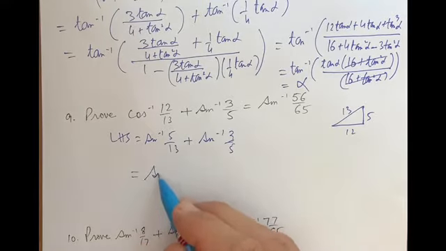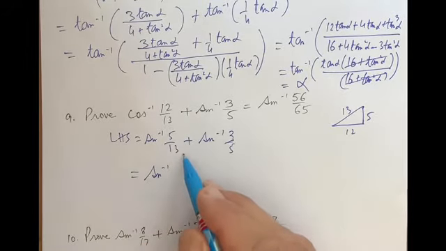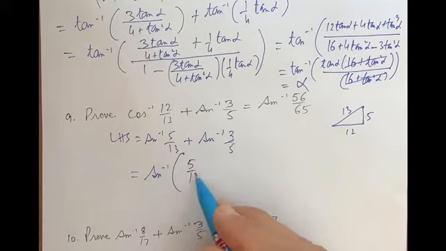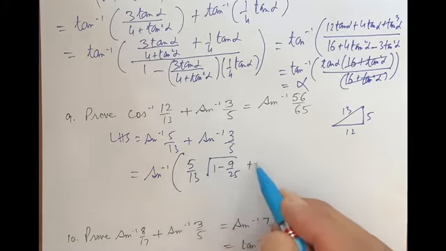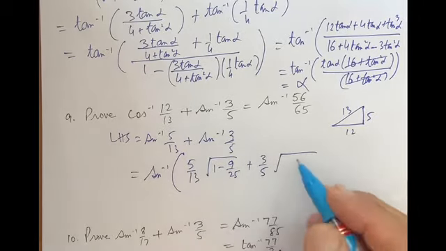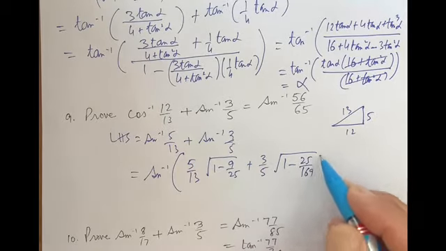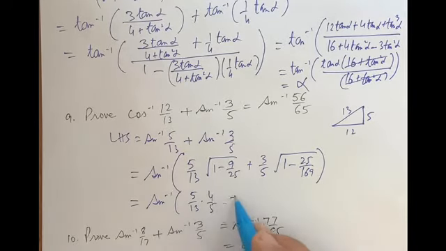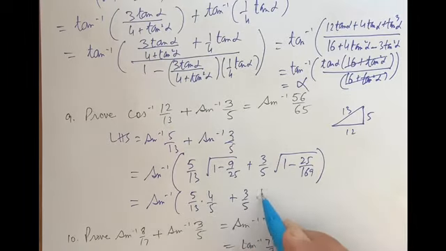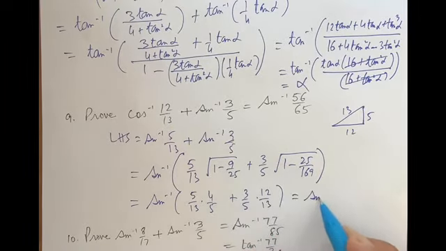Then using the formula for sin inverse of x plus sin inverse of y, this is sin inverse of x into root of 1 minus 9 by 25, plus 3 by 5 into root of 1 minus 5 square is 25, this is 169. So sin inverse of 5 by 13 into 4 by 5, plus 3 by 5 into 12 by 13. It's sin inverse of 20 plus 36, 56 upon LCM 65.